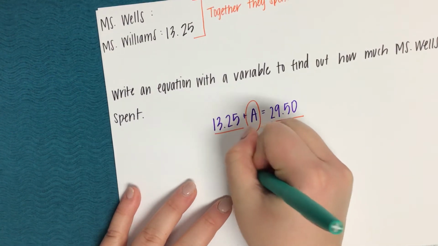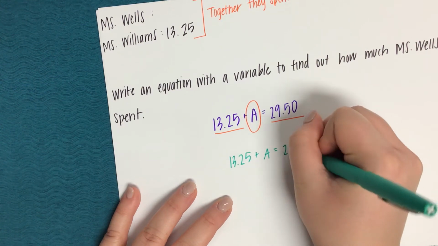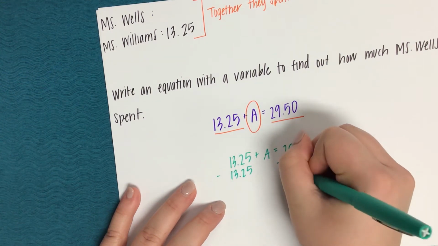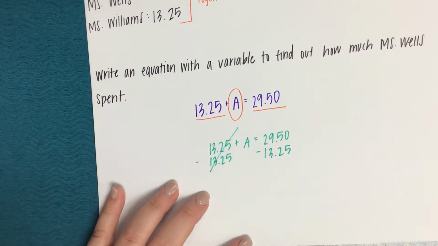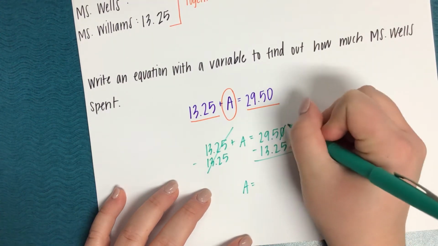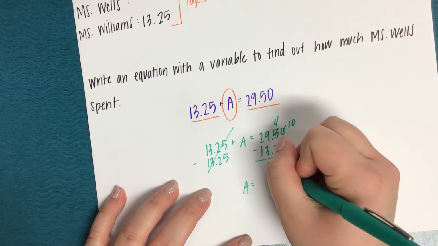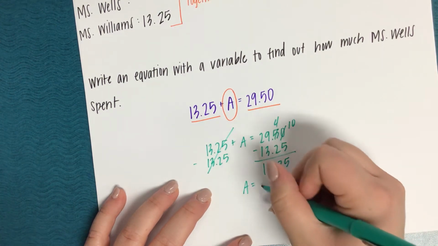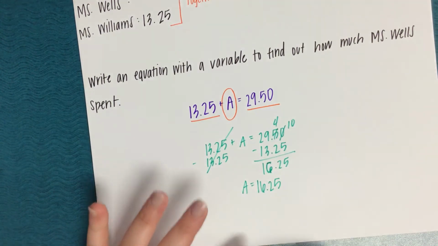So let me rewrite it down here so we don't have all that jumbled up mess in there. Okay, so now I'm gonna solve like normal. I'm gonna subtract from both sides, because what you do to one side you have to do the other. That left side cancels out, and then I'm going to be left with A equals, let's see, subtract here, 10 minus 5, 6. Okay, so then that tells me that I spent $16.25.